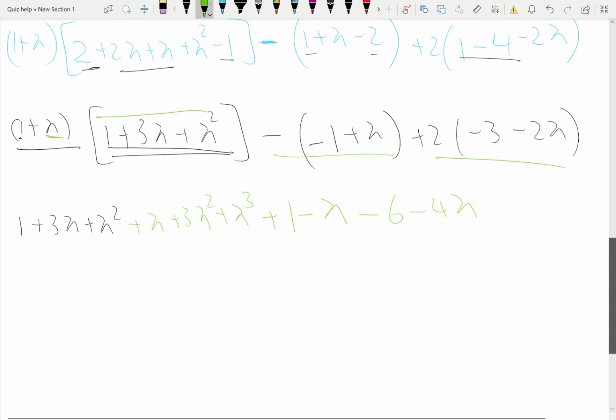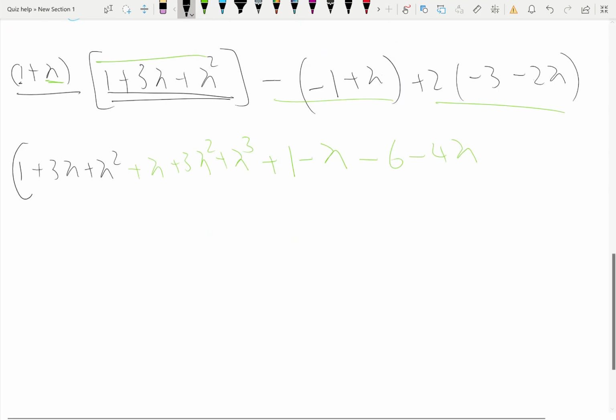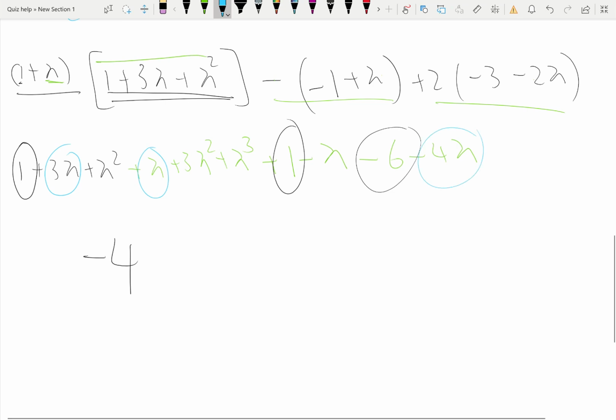Okay, now the simplifying game. The constants, 1 plus 1 is 2, 2 minus 6 is minus 4. Are we doing the same problem? I don't think so, right? 3 lambda plus lambda is 4 lambda, 4 lambda minus 4 lambda, that's gone. There's another lambda. Oh, okay, let's do that again. 3 lambda plus lambda is 4 lambda, 4 lambda minus lambda is 3 lambda, 3 lambda minus 4 lambda is minus lambda.